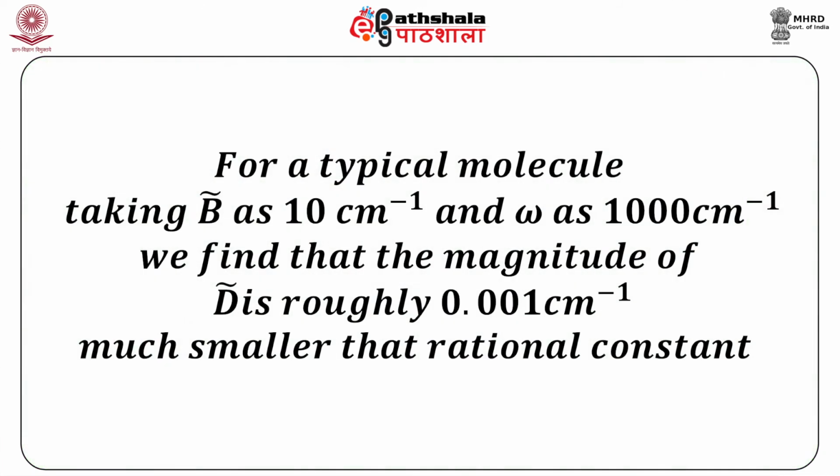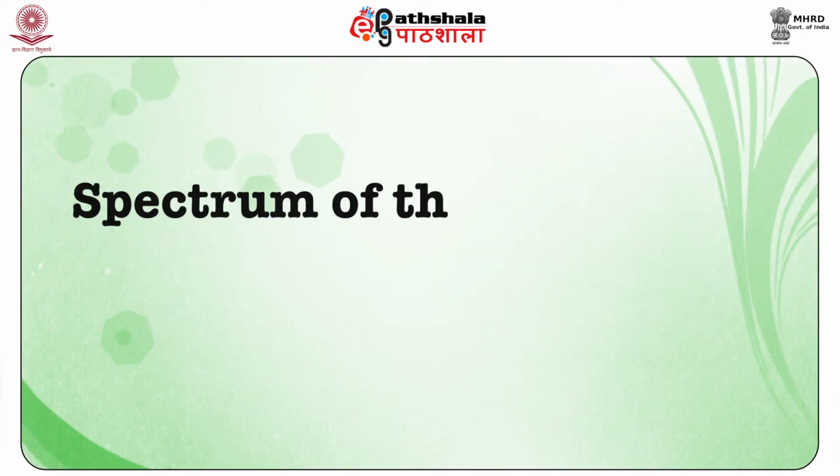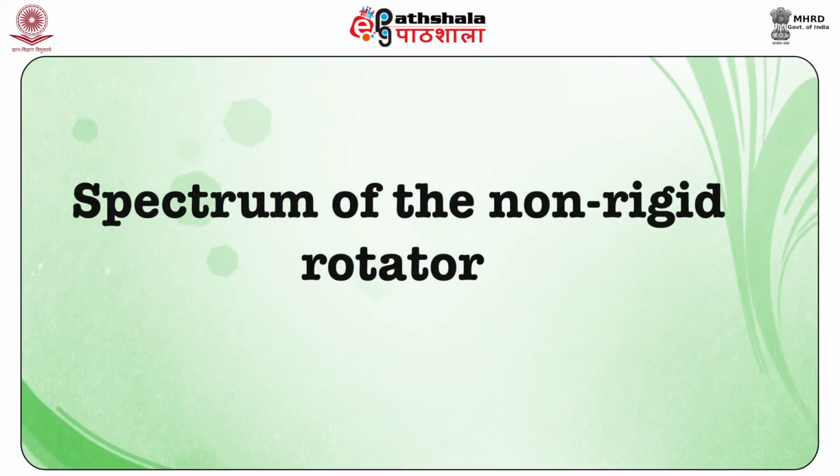For a typical molecule, taking B bar as 10 centimeter inverse and omega as 1000 centimeter inverse, we find that the magnitude of d bar is roughly 0.001 centimeter inverse, and it is much smaller than the rotational constant, which was 10 centimeter inverse. So, let us see now what is the effect on the spectrum of the non-rigid rotator by including this term.